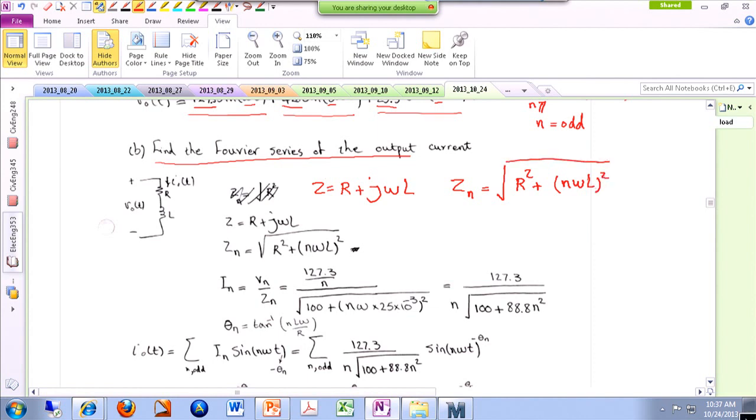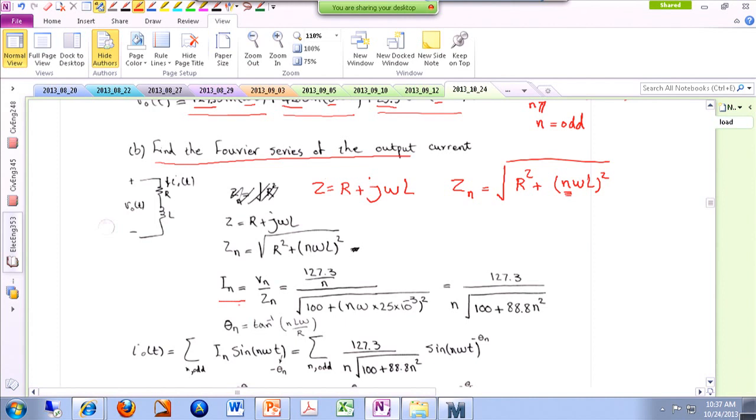So Zn is the amplitude, because impedance by itself is a complex variable, right? So if I'm interested in the amplitude of this at a particular frequency, I have to plug that particular frequency here. That's why n appears here, and then take the magnitude of this complex variable. And In, which is the amplitude of the nth harmonic in the output current, is Vn, which is the amplitude of the nth harmonic of the output voltage, divided by Zn, which is the amplitude of the impedance evaluated at that harmonic. So we pretty much have all of these numbers.